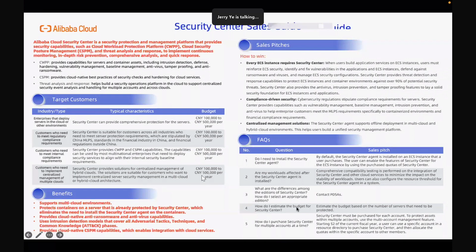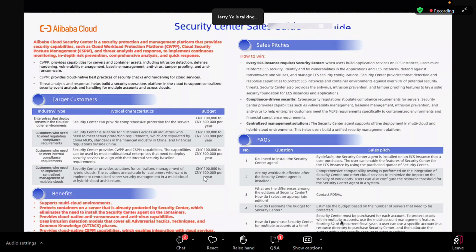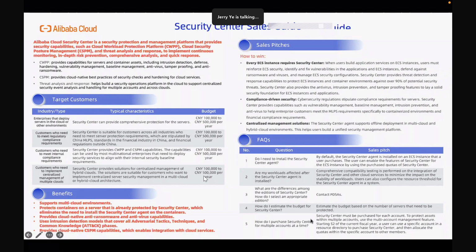So how do I estimate the budget for Security Center? For this issue, you can contact your PDSA for help. The final one, how do I purchase Security Center for multiple accounts at the same time? Security Center must be purchased for each account to protect the assets within multiple accounts. Then you need to use the multi-account management feature. So you need to enable the resource directories and do some configurations. And in one console, you can see all the information of other accounts.